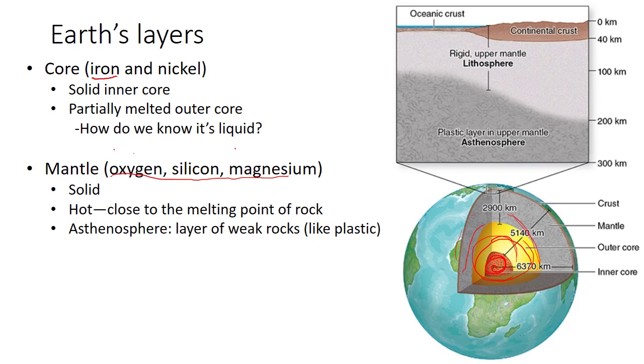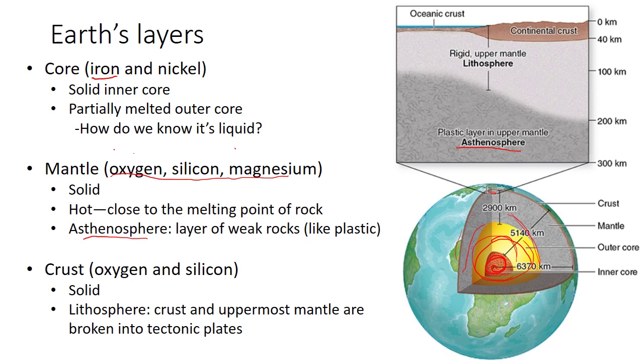In the upper mantle, we have this asthenosphere layer, and that's sort of shown here. So up here near the top of the mantle, and they identify it as a plastic layer. So plastic, as a material, can be sort of soft and flexible, but yet it's still solid. And so that's kind of how you can think about this layer in the upper mantle. It's a layer of weak rocks and it can deform like plastic.